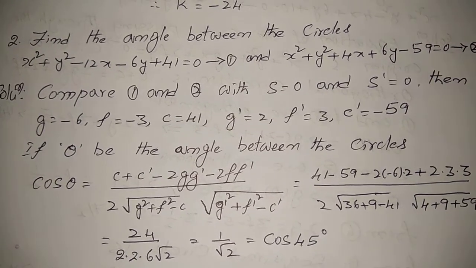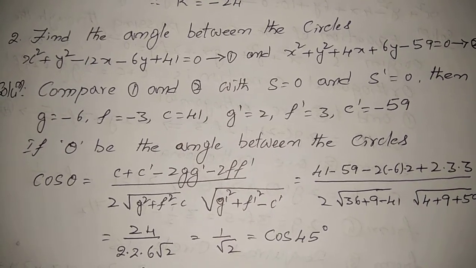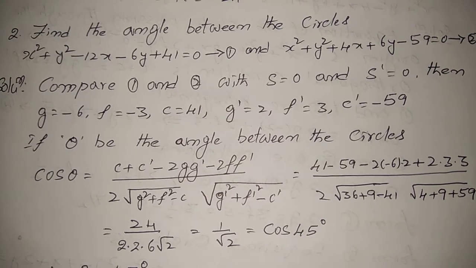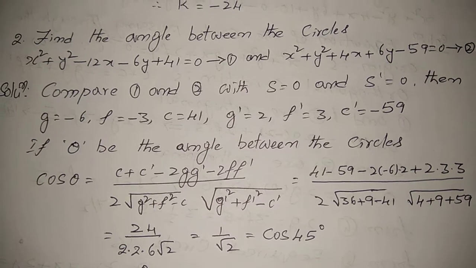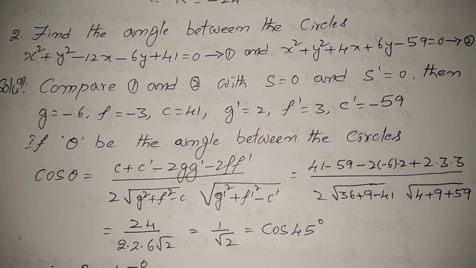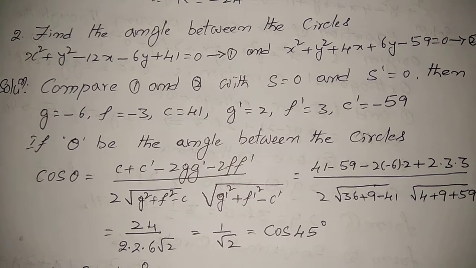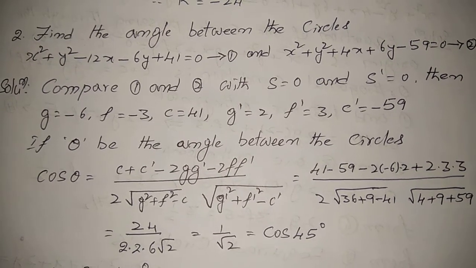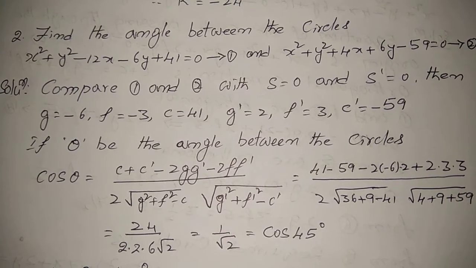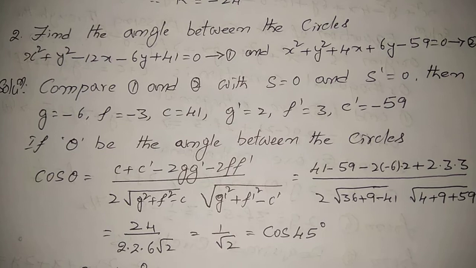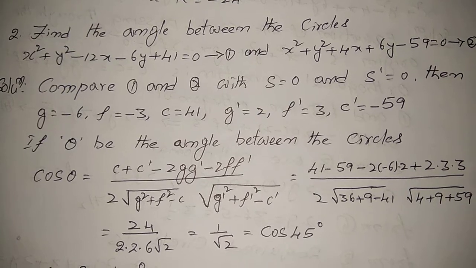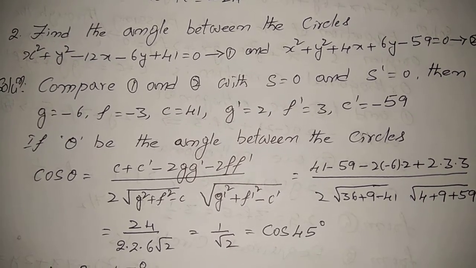If theta be the angle between the circles, then cos theta is equal to c plus c dash minus 2gg dash minus 2ff dash by 2 into root of g square plus f square minus c into root of g dash square plus f dash square minus c dash. Substitute g, f, c, g dash, f dash, c dash values in RHS. We get 41 minus 59 minus 2 into minus 6 into 2 plus 2 into 3 into 3 by 2 into root of 36 plus 9 minus 41 into root of 4 plus 9 plus 59.